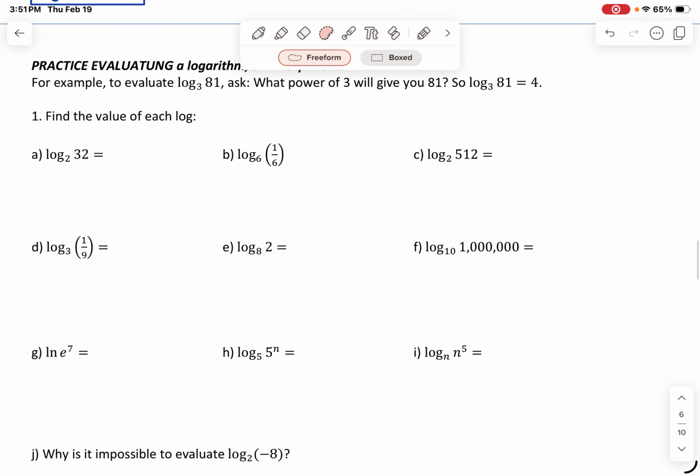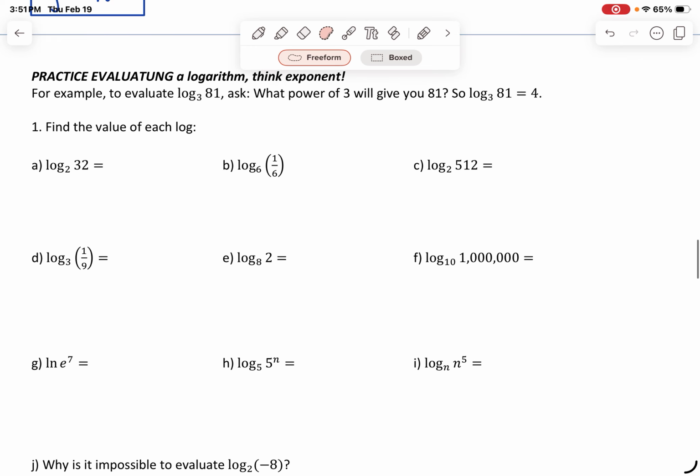All right, next what we are going to do is evaluate logarithms. So what we mean by that is we're going to give what it's equal to. Like, what is log base 2 of 32 equal to?